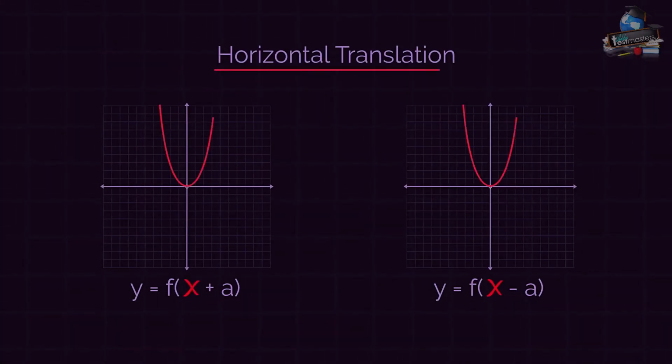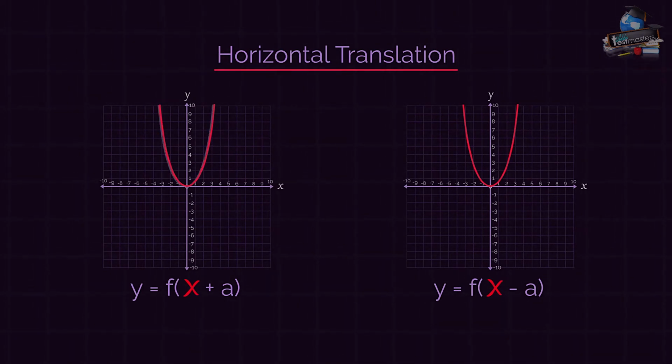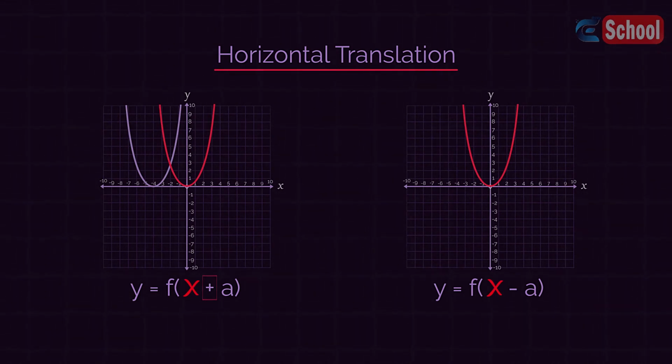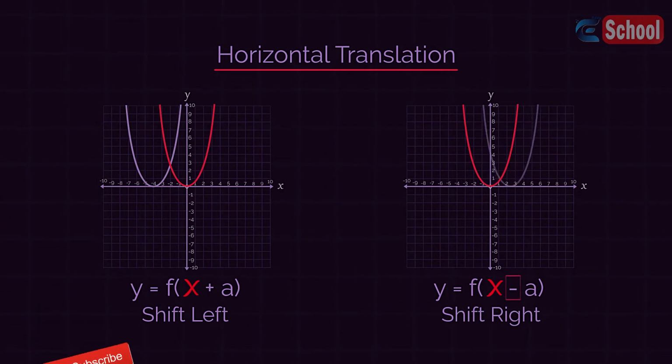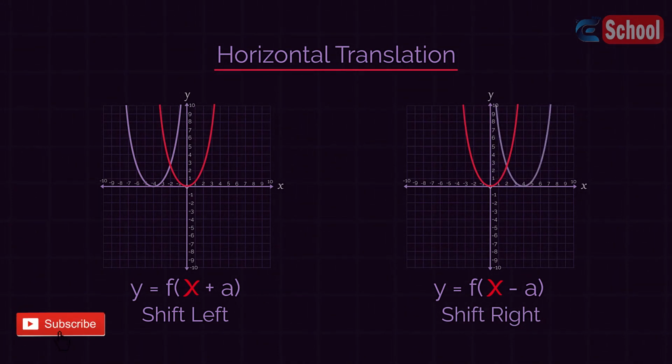See how the +4 shifts the curve to the left? It seems a bit counterintuitive. Adding shifts the curve left, and subtracting shifts the curve to the right.